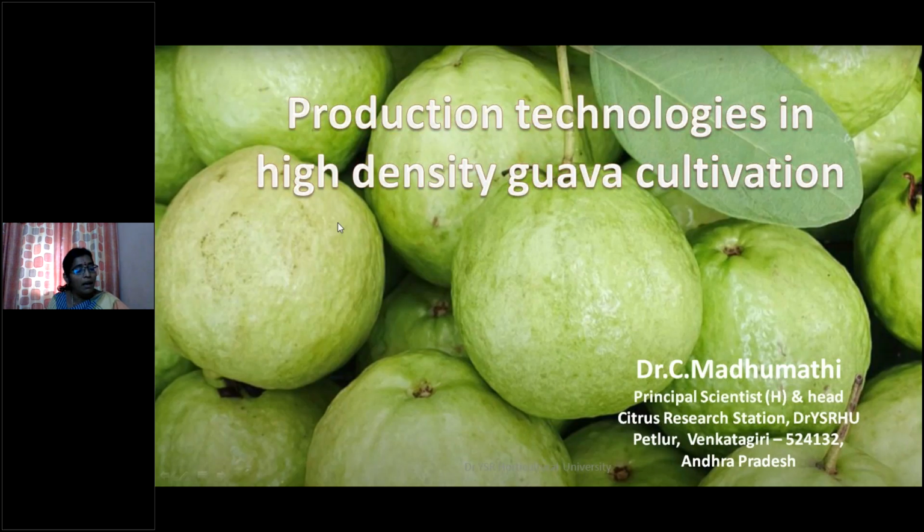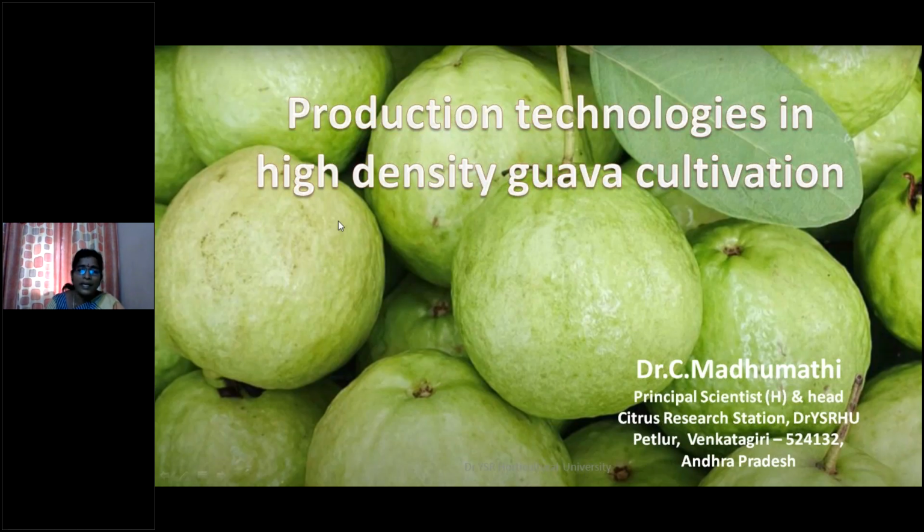And another thing is that guava is the fourth most important fruit crop after mango, banana, and citrus. When guava fruits come to market, they won't compete with mango. Either guava comes to the market before the mango season or after the completion of the mango season. So it will give sustainable returns to the farmers.